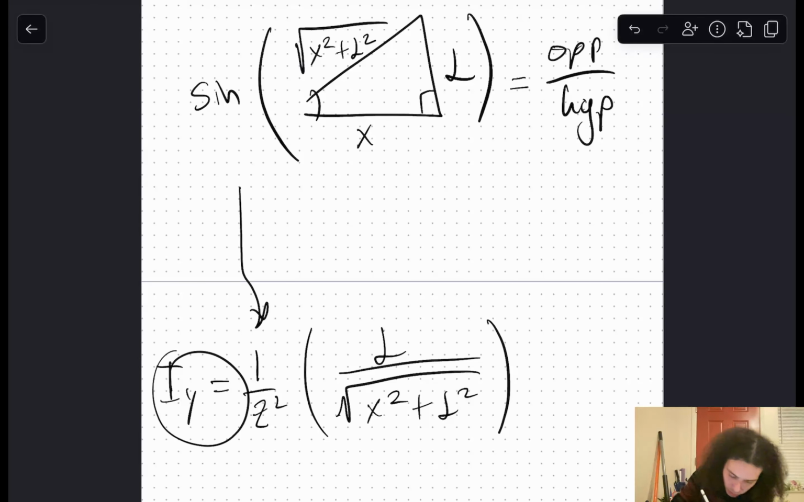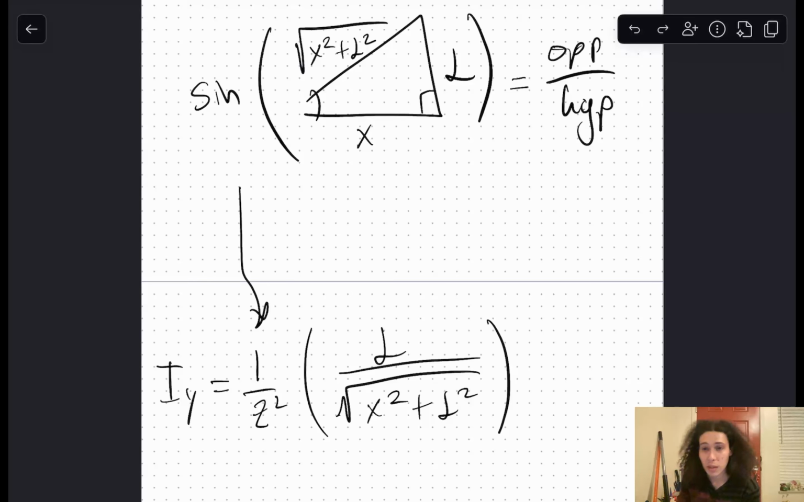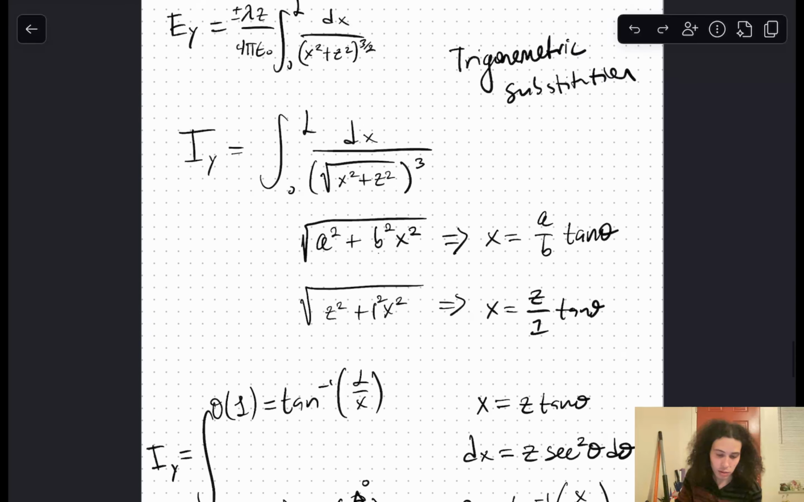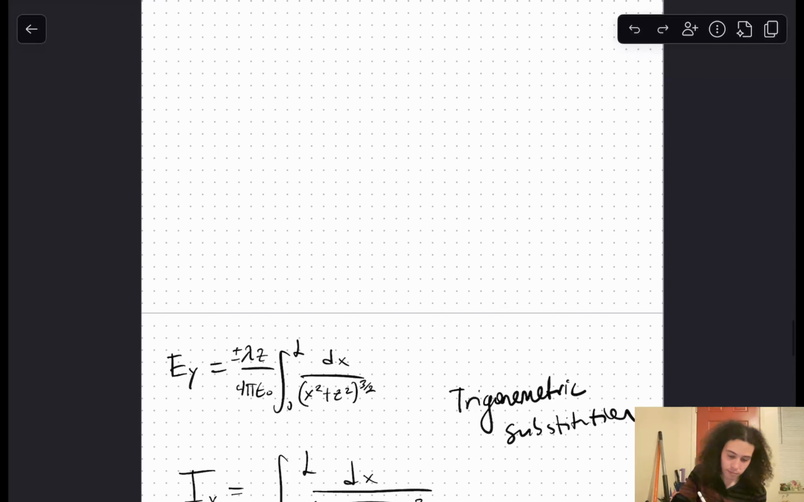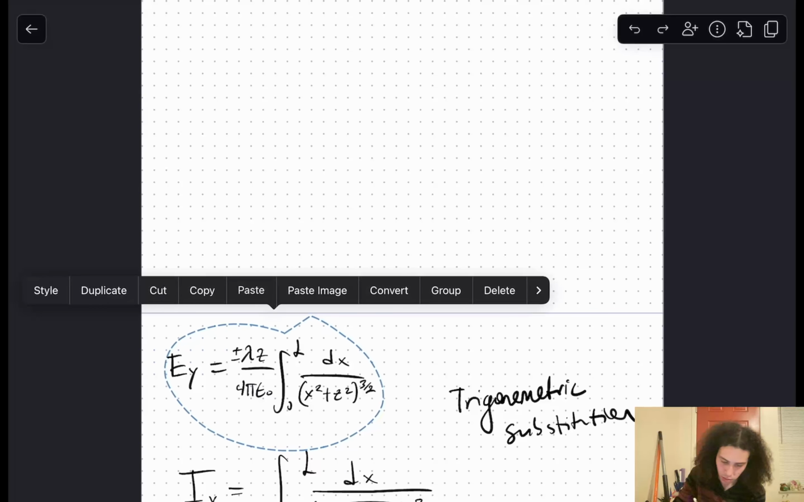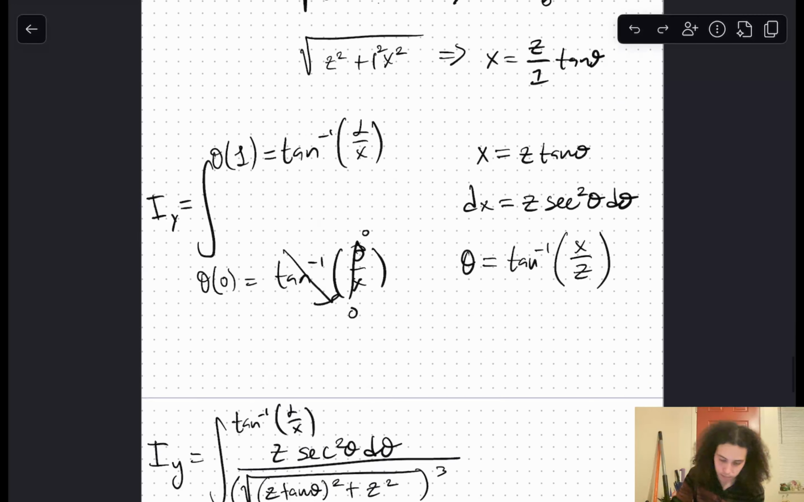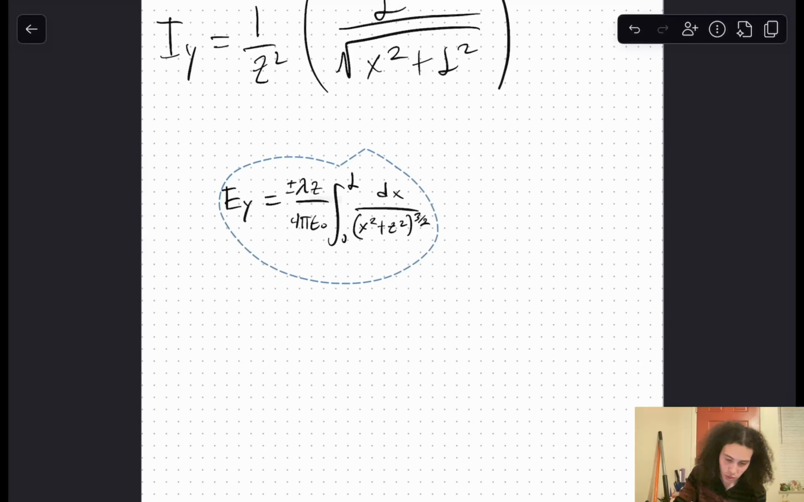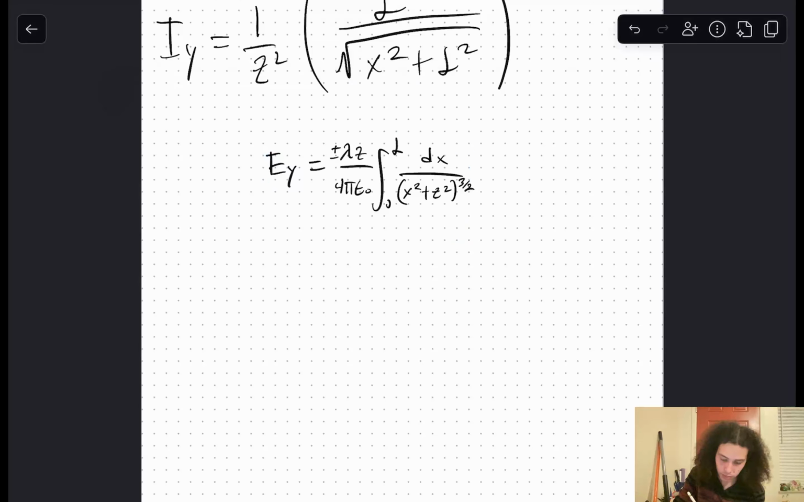And now that we've solved this integral, we can plug it back into the electric field equation for the y component, this guy here. So let's go ahead and copy, paste, boom.